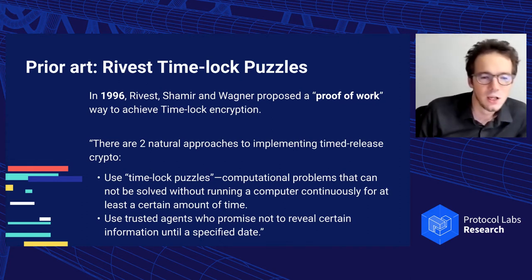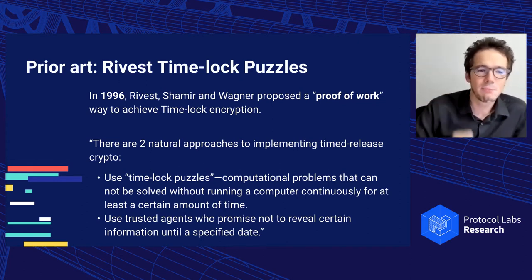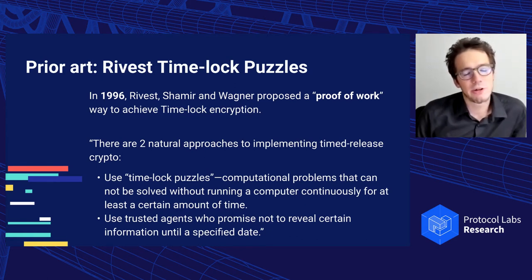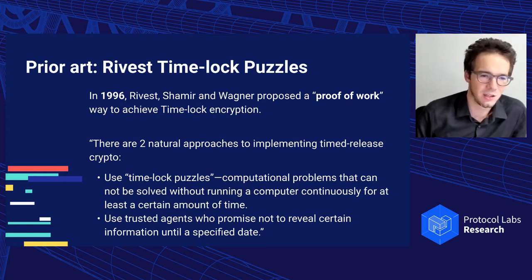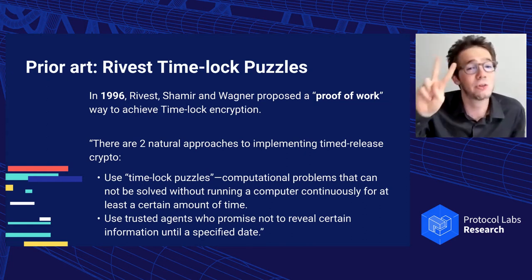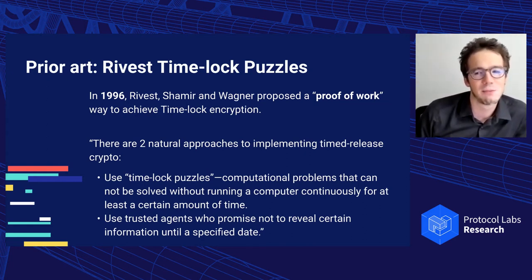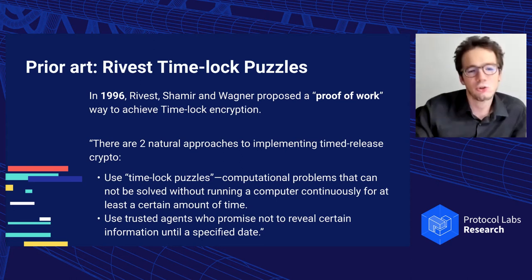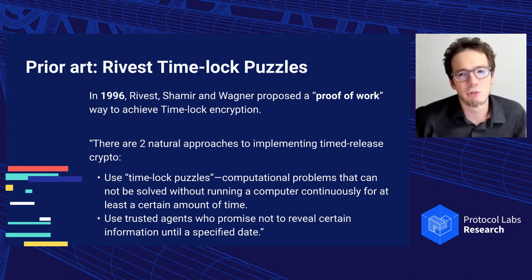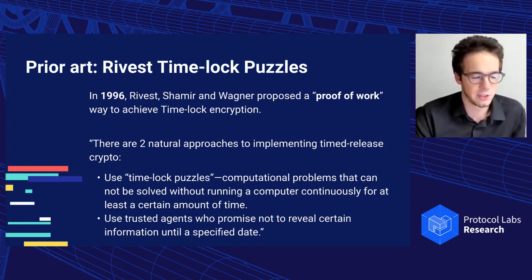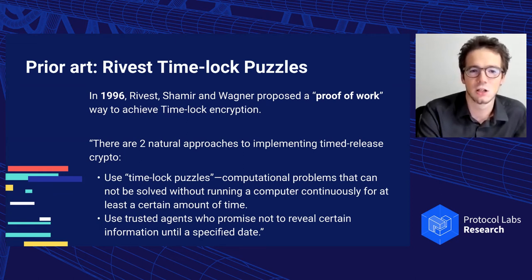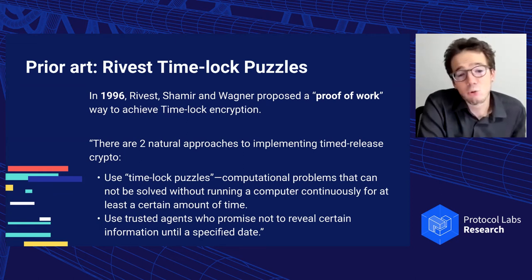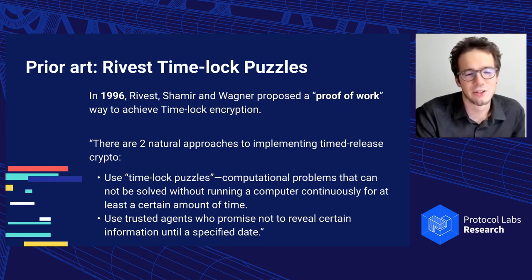So it should be ensuring to anybody that you spent a minimum amount of time on that puzzle before you were able to solve it. In that paper in 1996, it was quite interesting actually, because they said something which was basically that there are only two natural approaches to implementing timed release cryptography, either using time lock, so proof of work, or to use trusted agents like the notaries from 1993 from Tim May's initial email. That's actually not how we do it, so we're pretty happy about it, right?